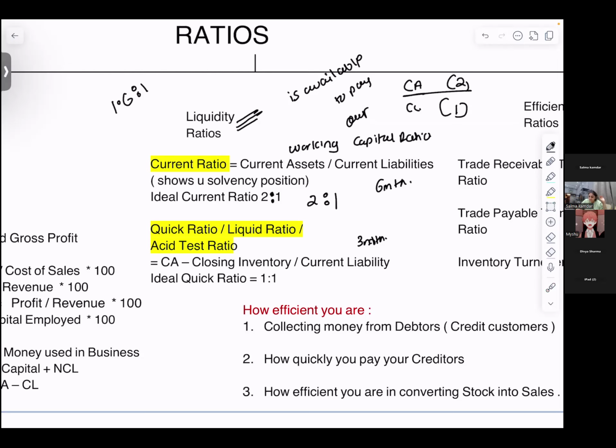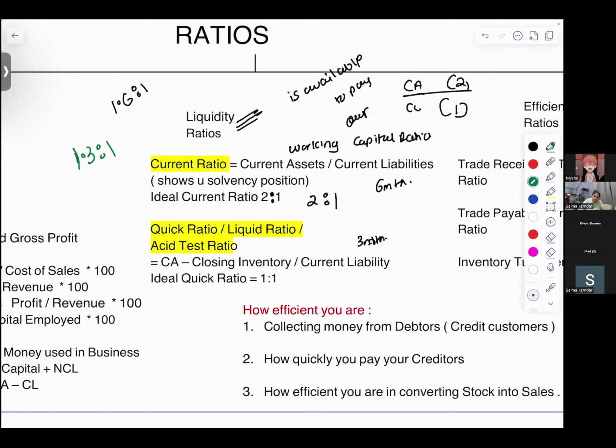Now remember, if you have your current ratio as 1.3 is to 1, that means what position it is giving about your liquidity? You're not very liquid, or you can also say you're not very solvent. Your solvency position is not good.